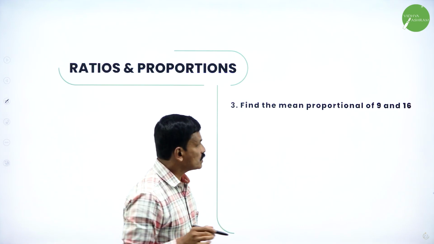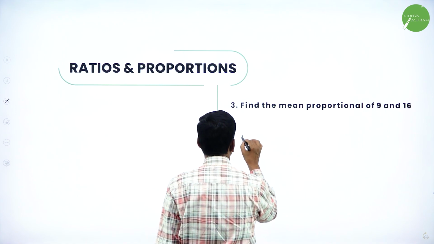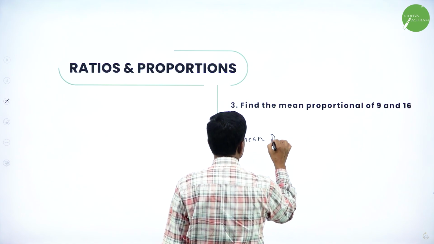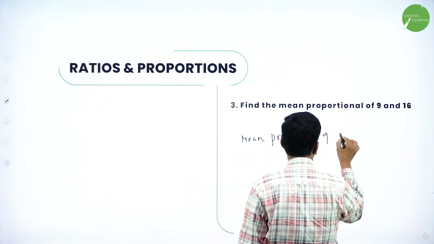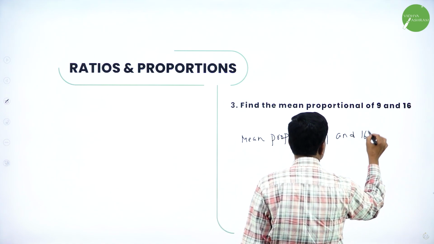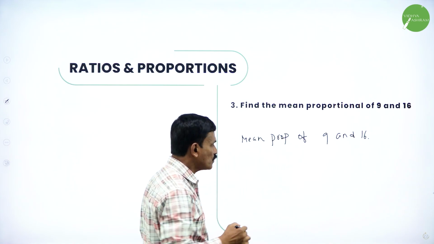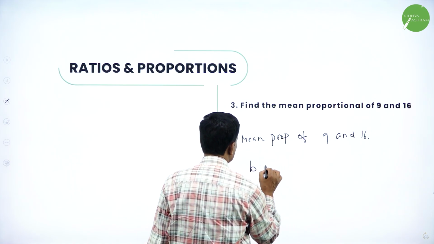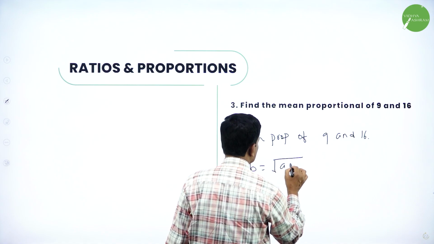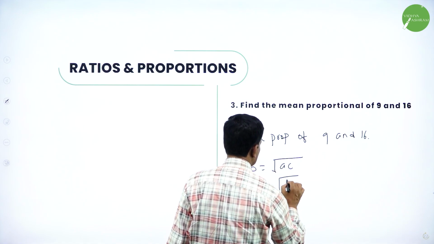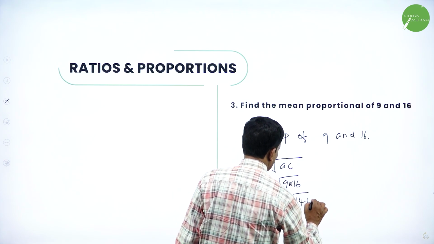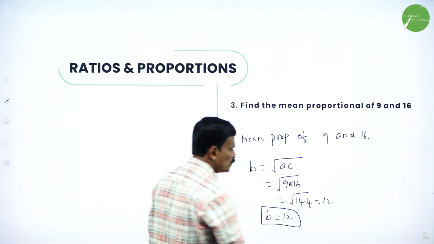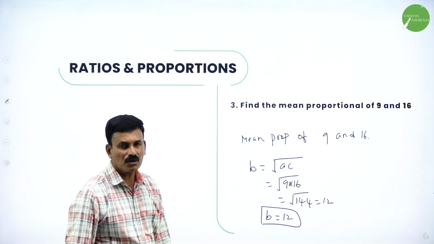Find the mean proportional of 9 and 16. So the mean proportional of 9 and 16. You know there is a formula for the mean proportional: B is equal to the root of AC. Here A is 9, C is equal to 16. So this is root 144, which is equal to 12. B is equal to 12, the mean proportional.